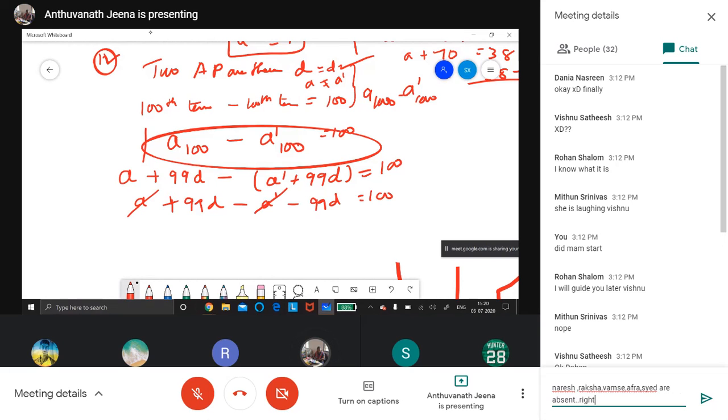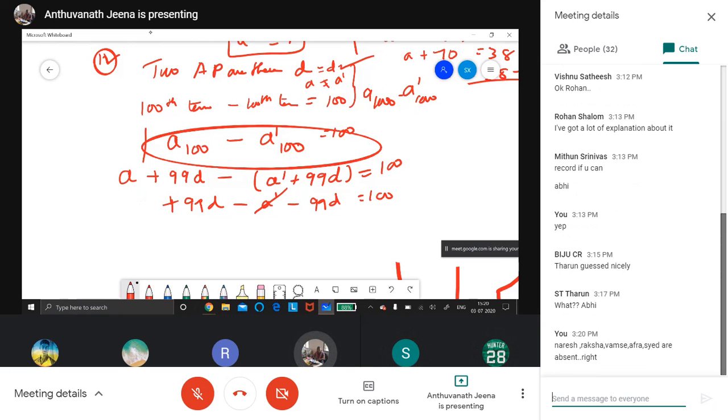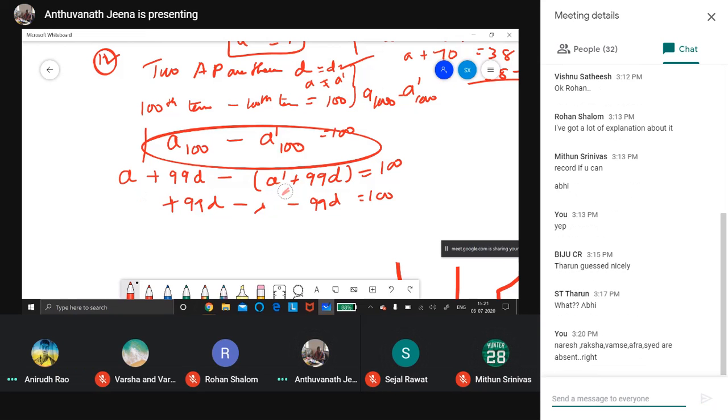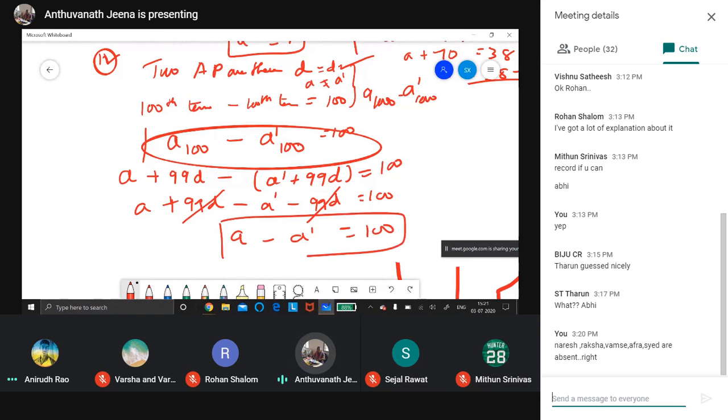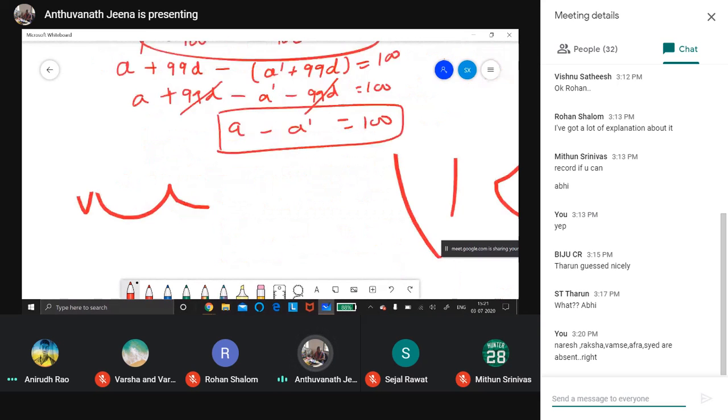If I cancel this, that is wrong. You cannot cancel A and A dash, they are different. You can cancel only the D terms. A minus A dash is not the same, so keep it like this and then go back to the question. A minus A dash is 100. Now go to the 1000th term.